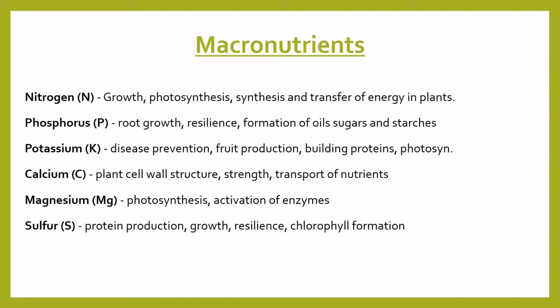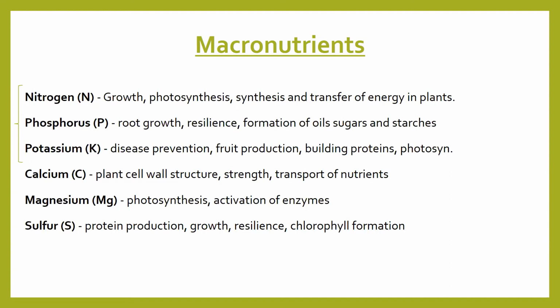So for macronutrients, most people are familiar with the big three. These are N, P, and K: nitrogen, phosphorus, and potassium. They're essential for things like growth, photosynthesis, energy transfer, disease prevention, fruit production, and building proteins.